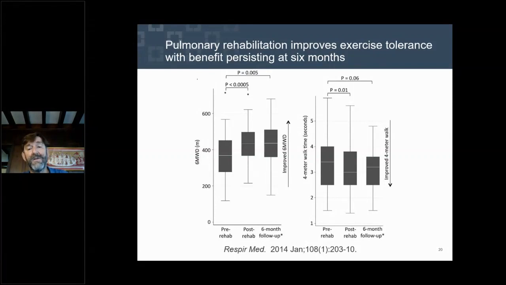So you can see that pulmonary rehab, folks, maintains at 6 months. So I try to do some form of pulmonary rehab. If they can't do pulmonary rehab, I then try to have them do walking consistently at home.